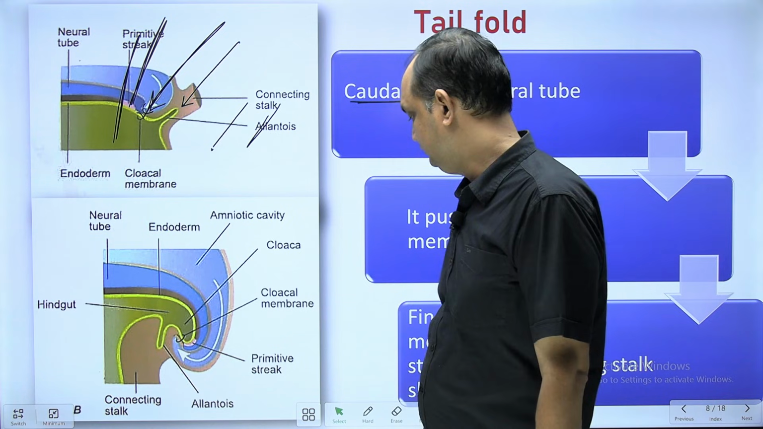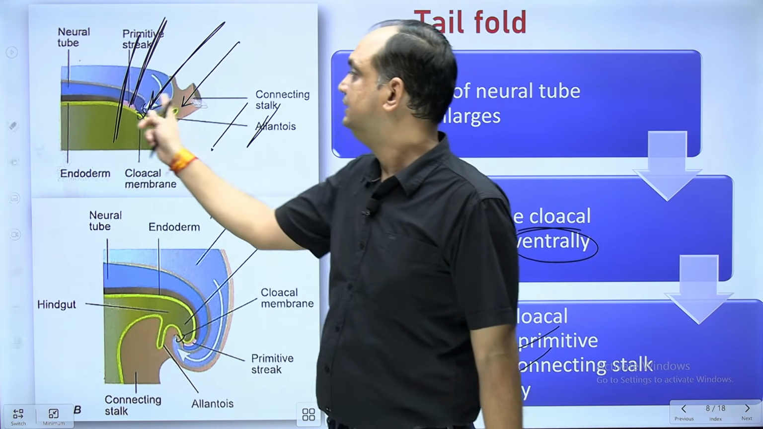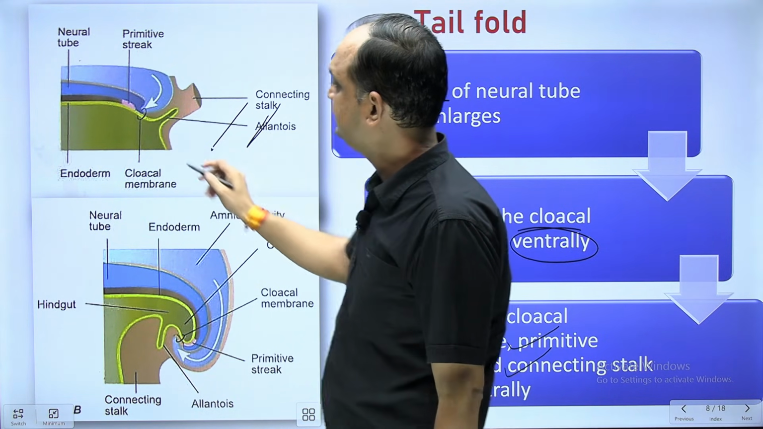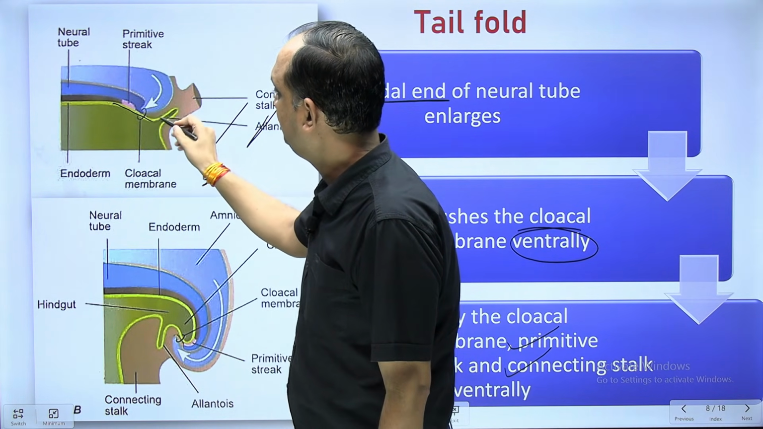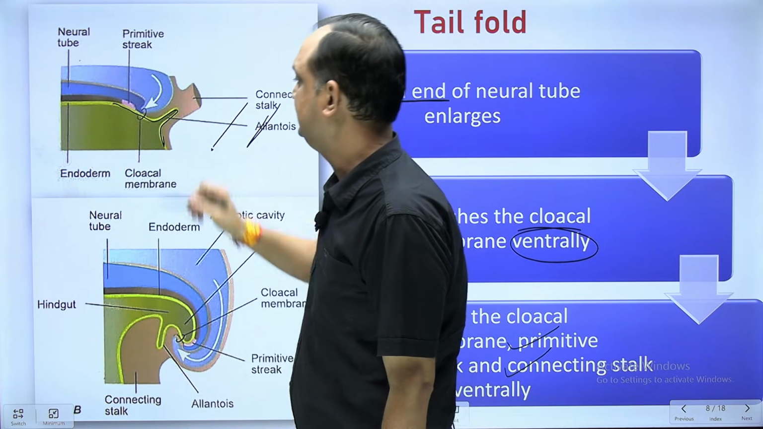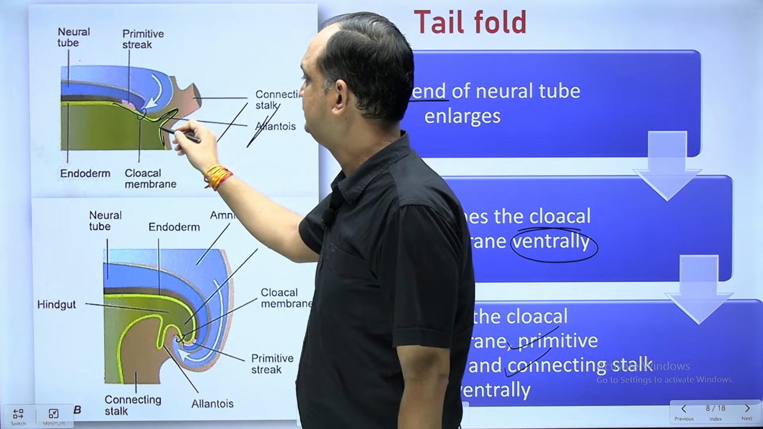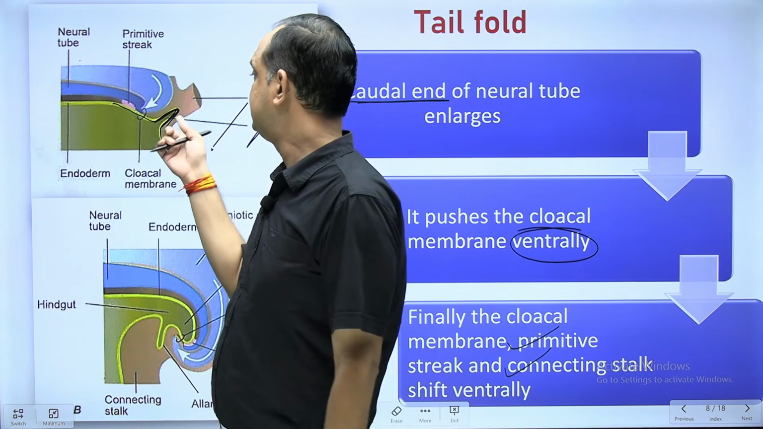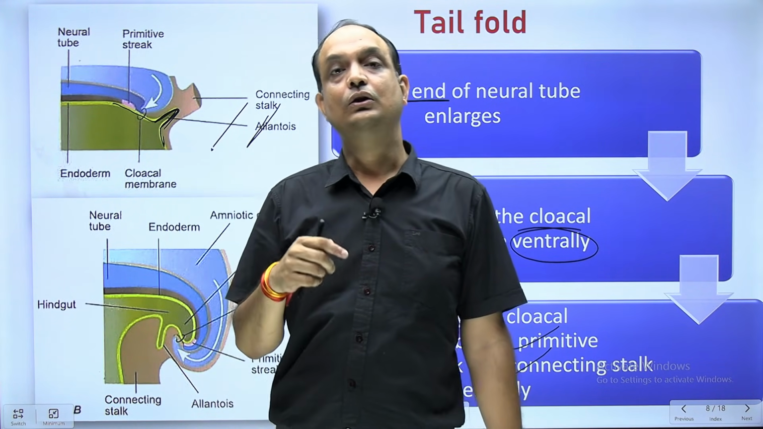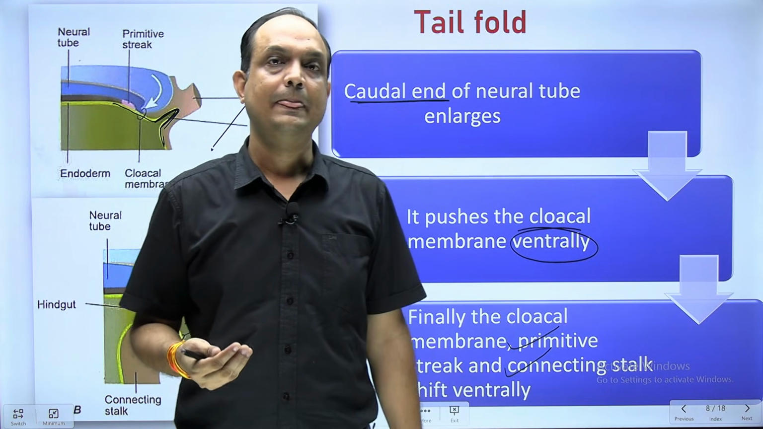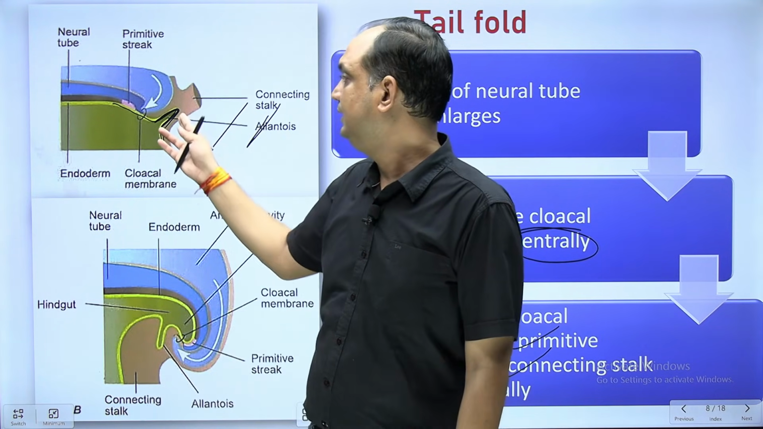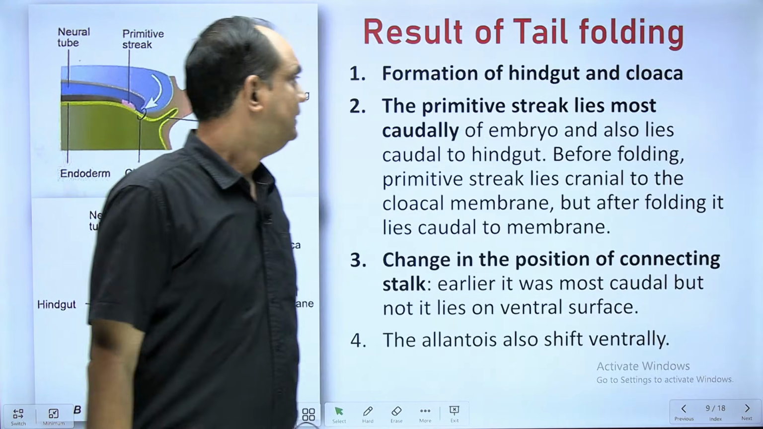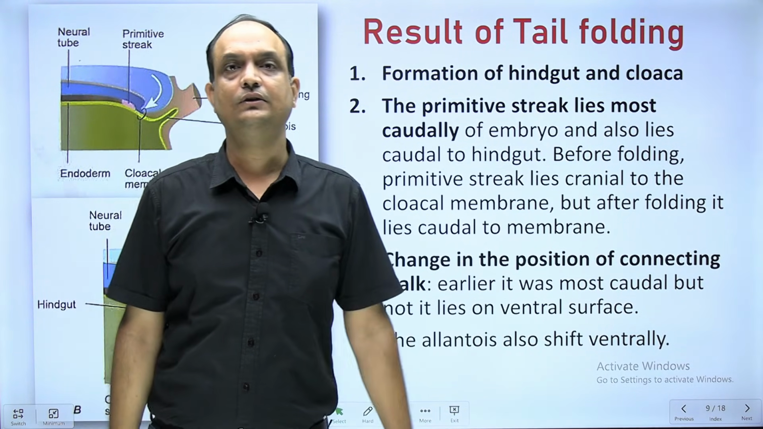Now here you are able to see one more important thing: when the connecting stalk forms, a small portion of the yolk sac projects inside the connecting stalk, and this projection is known as the allantois. And you know that in humans this allantois does not make any part of the urinary system, but it persists as the urachus after the growth. Clear? So what are the results of the tail folding?